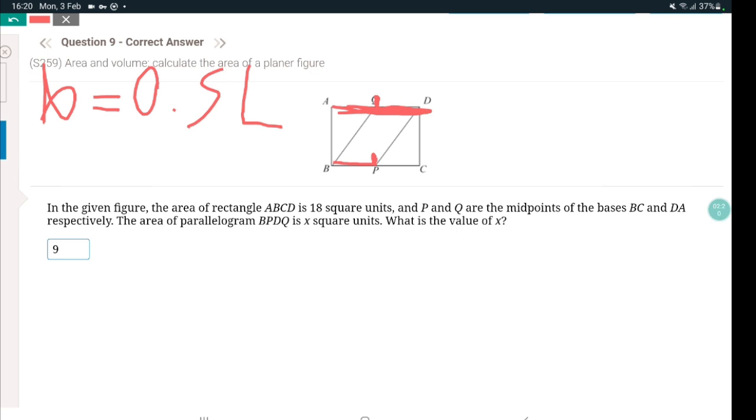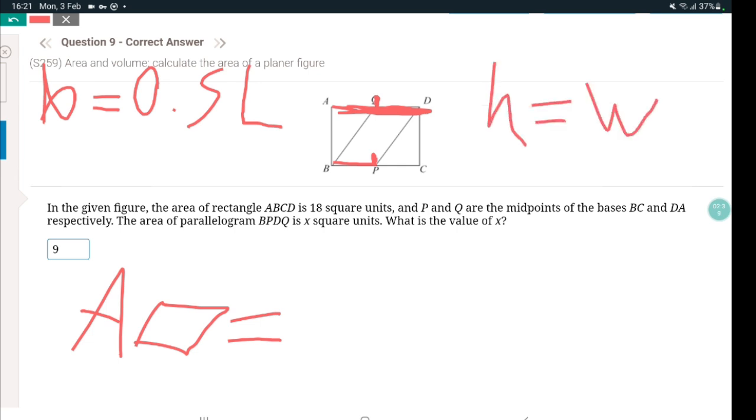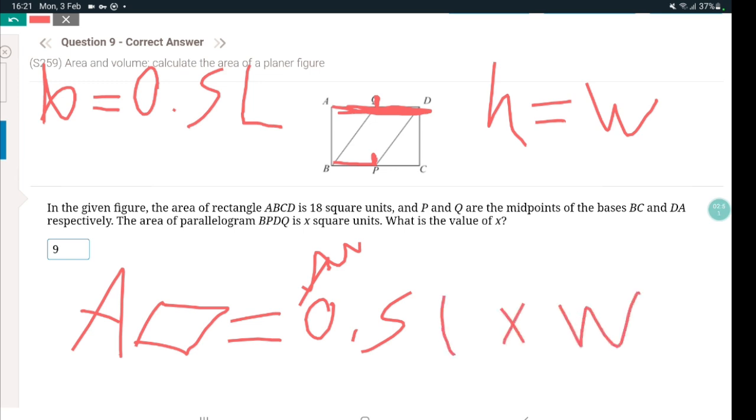So now we have the base of the parallelogram and the height. We'll do the same rule, but now we'll substitute with the numbers. The height again was the width. So it's going to be 0.5 length times width. Now, what's different from this?